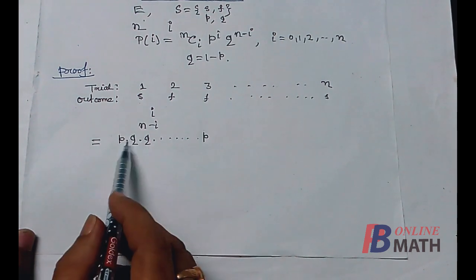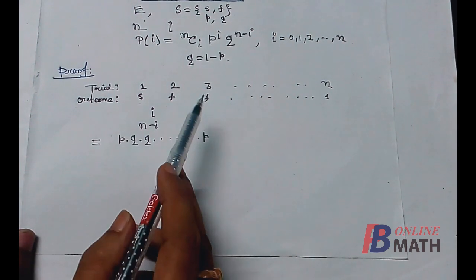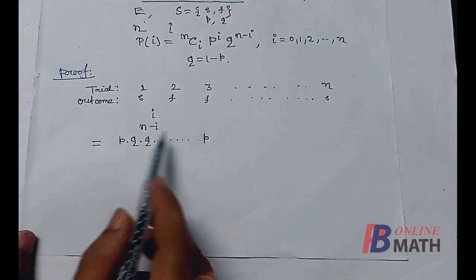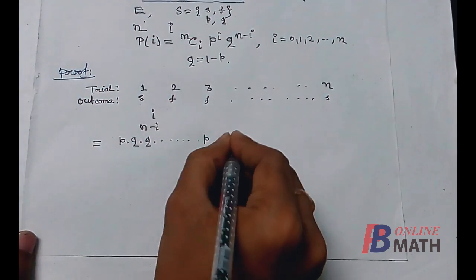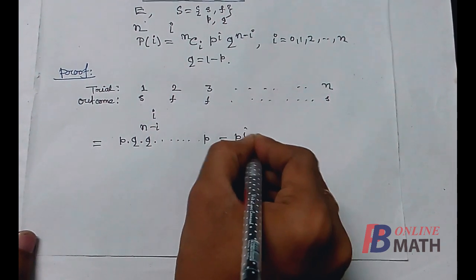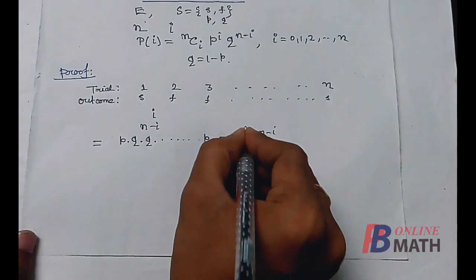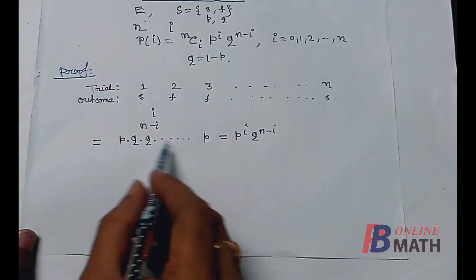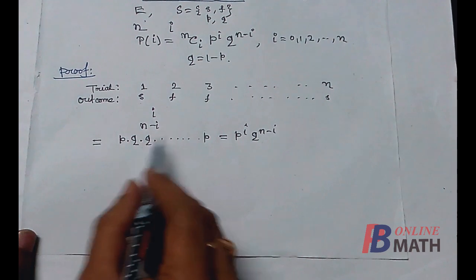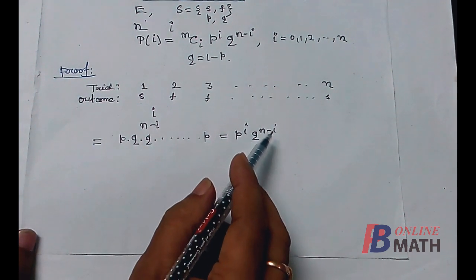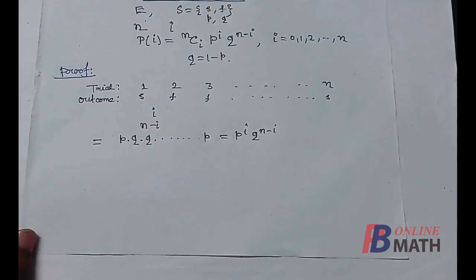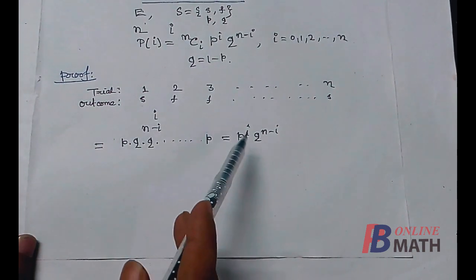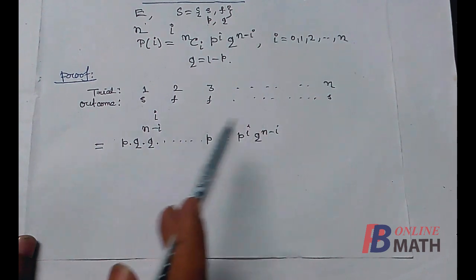In this event we have got exactly I number of successes and n minus I number of failures. So if we multiply all these quantities, we shall have P to the power I, Q to the power n minus I. Because in this sequence exactly I number of successes means there are exactly I number of P's and the remaining n minus I number of Q's. So the probability of this event is P to the power I, Q to the power n minus I.